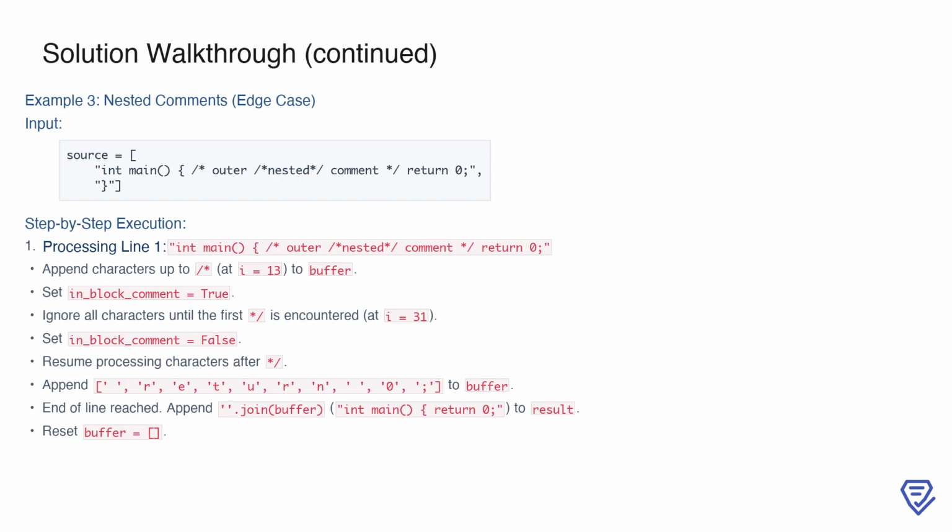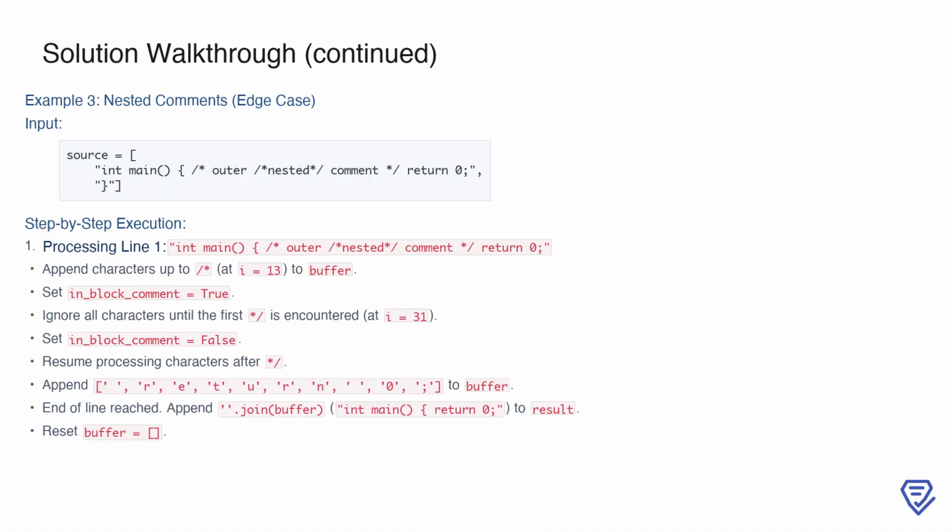In the first line, we process characters until we encounter the / symbol at index 13, which marks the start of a block comment. The in_block_comment flag is set to true, and we skip all characters until the first * is found at index 31. This ends the inner block comment, and the in_block_comment flag is set back to false. We then resume processing the remaining characters after the *.